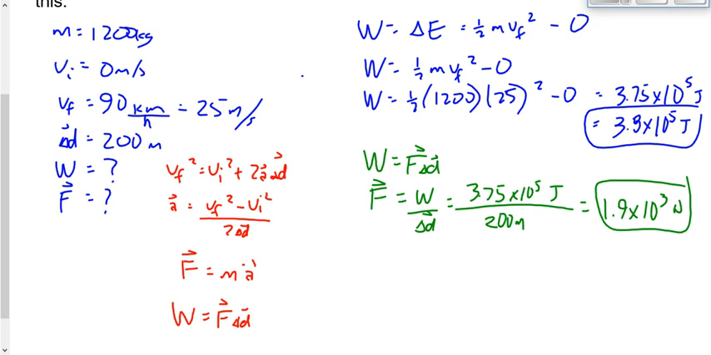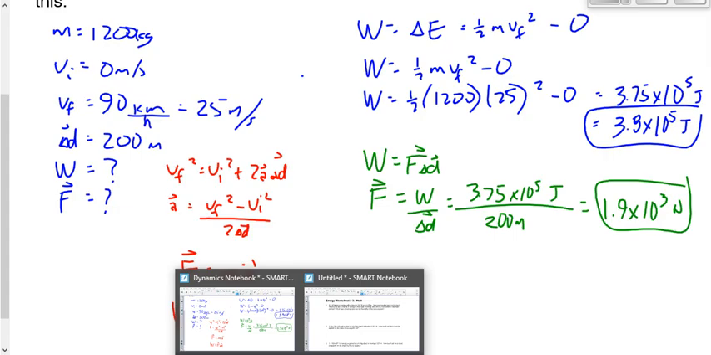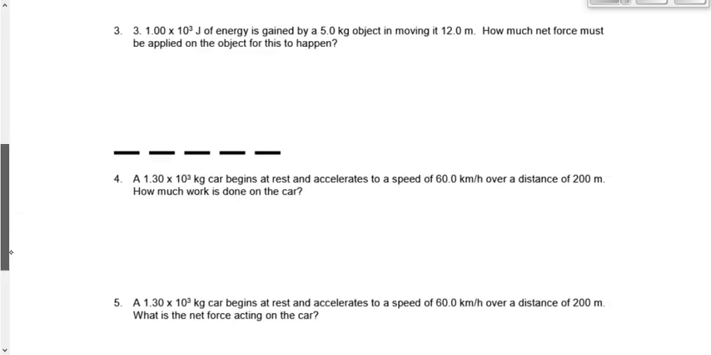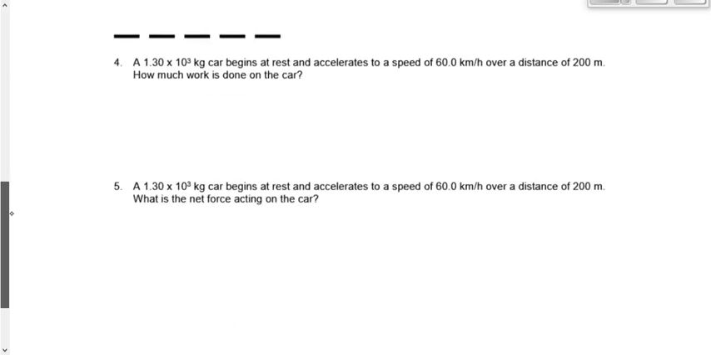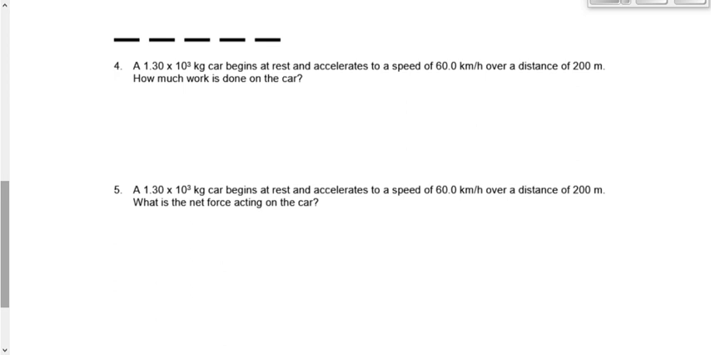Okay, let's take a look now at that worksheet number 3. This time, we're going to look at questions 4 and 5 on worksheet number 3. Okay, let's have a quick peek at number 4. It says a 1,300 kilogram car begins at rest and accelerates to 60 kilometers per hour. I'm going to circle that because I want to draw attention to it, over a distance of 200 meters. How much work is done on the car?